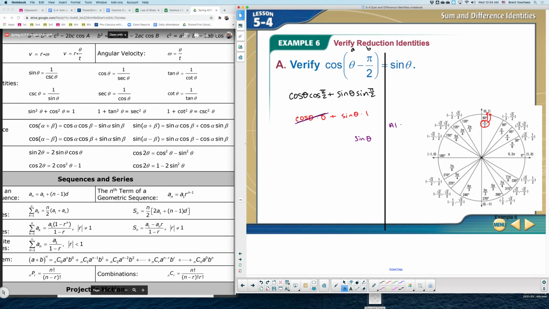So I did algebra on this last step. And this was the sum and difference identity. I guess it's subtraction, so I should say the cosine difference identity. And you can see it all works out.